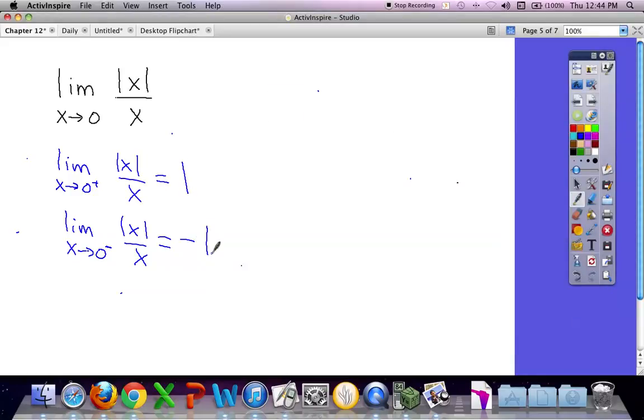Okay, if you go back to the definition, it says if f of x becomes arbitrarily close to a unique number L as x approaches c from either side, right? If it does not equal the same thing from both sides, there is no limit. So in this case, because these don't agree, that means no limit.